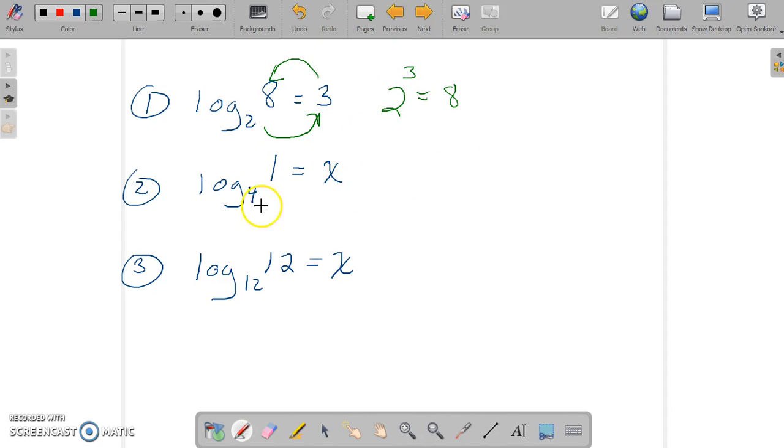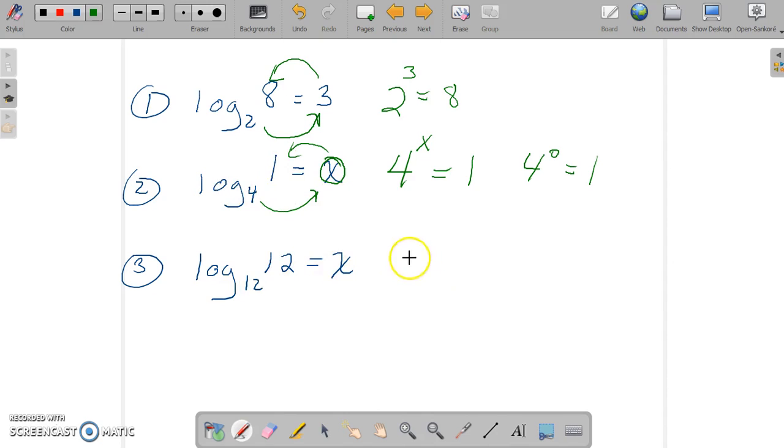Here we go. This one is 4 to the x power equals 1. Well, 4 to what power is going to give you 1? There's a very special number that does that. Hopefully you remember. It's 0. 4 to the 0 power equals 1. So this x right here is 0. The log base 4 of 1 is 0.